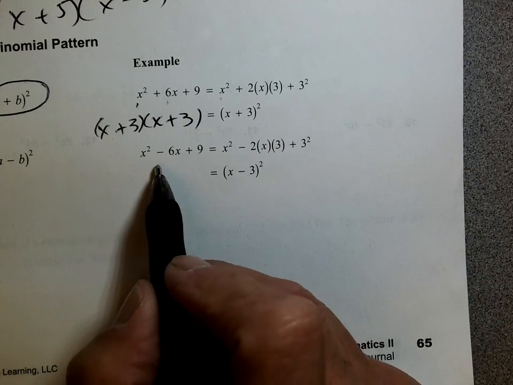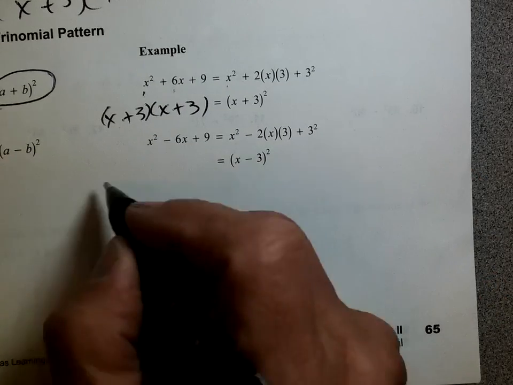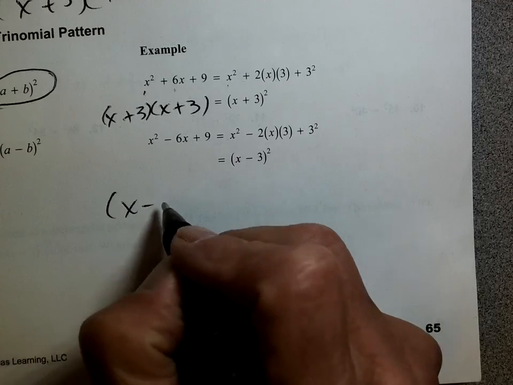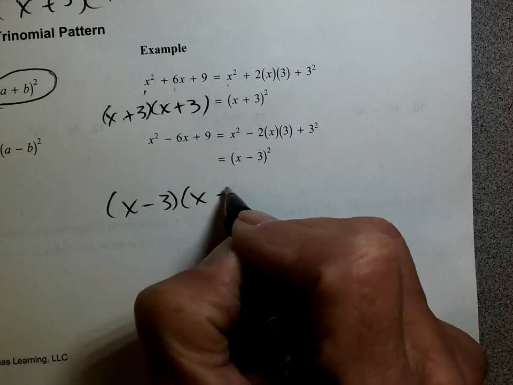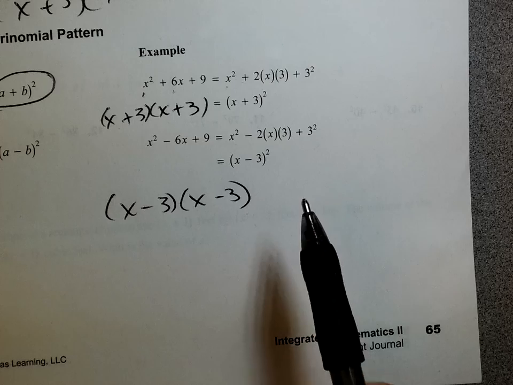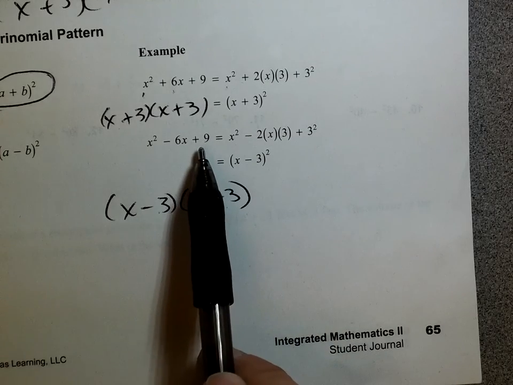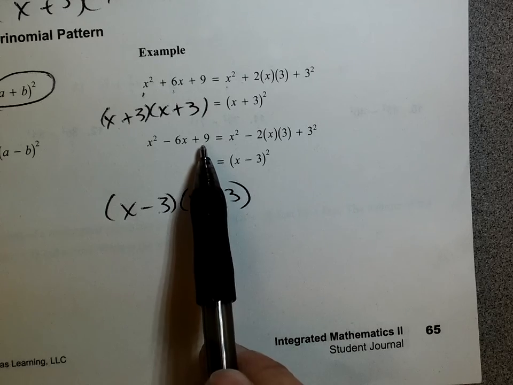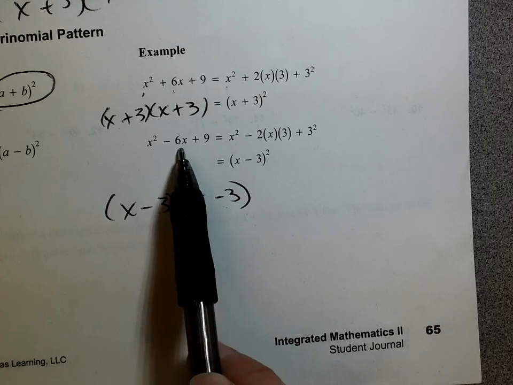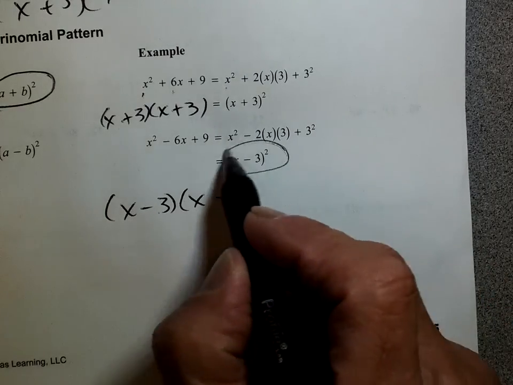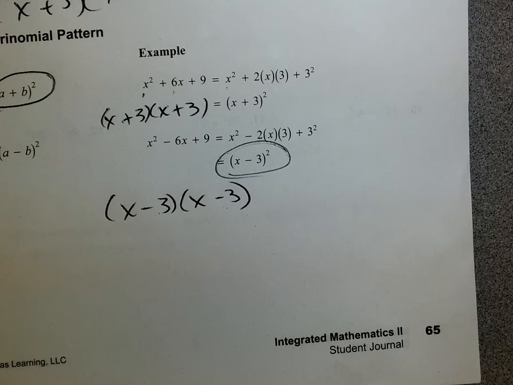And the same thing if it's negative. You can write this as x minus 3, because negative 3 times negative 3 makes a positive 9. And if we add them together, we get the negative 6, but we can rewrite it as x minus 3 quantity squared.